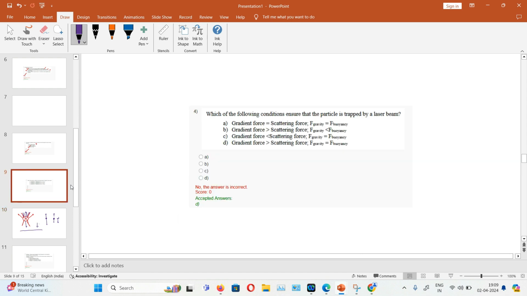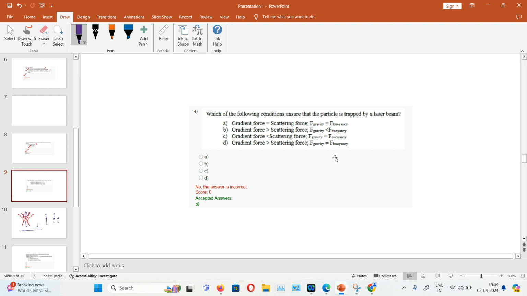So let us see here. Gradient force is equal to the scattering force, and F gravity is equal to F buoyancy. Gradient force is greater than scattering force, F gravity is equal to F buoyancy. Yes, you can see that here they put gradient force greater than scattering force and F gravity equal to F buoyancy. So this is actually a confusing manner. We'll see how it works.